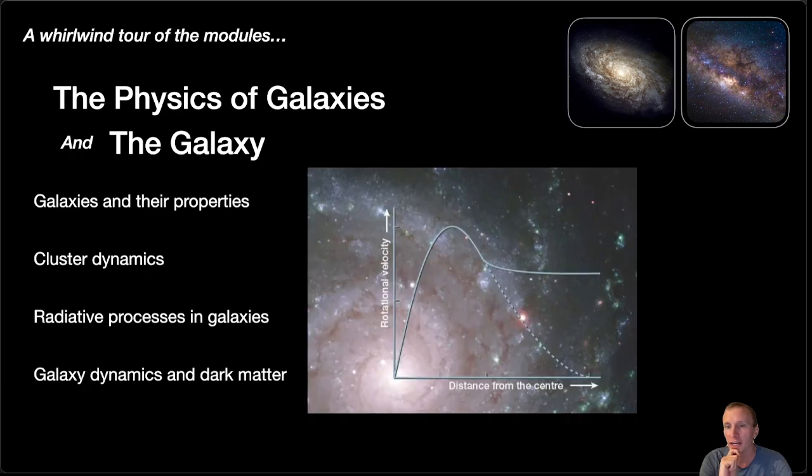And also things like galaxy dynamics, and evidence for dark matter. So as you go out in a galaxy, we'd expect the rotation to follow the dashed line, but actually it follows this solid line. So what's causing that? Well, one of the suggested solutions is dark matter.